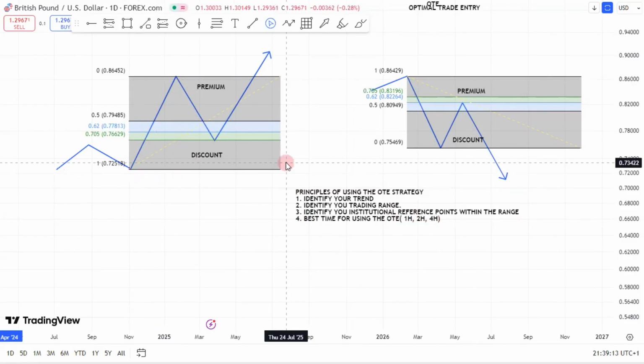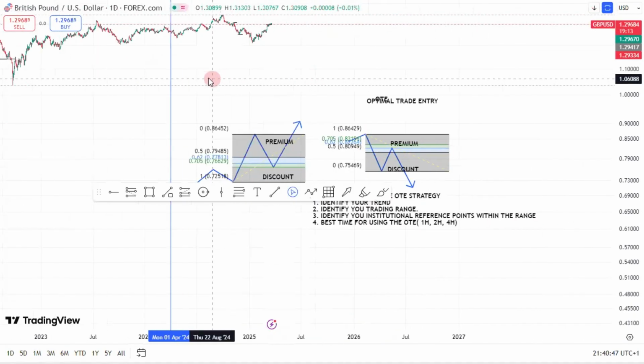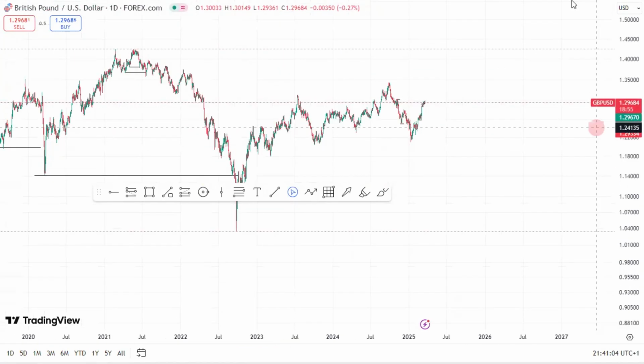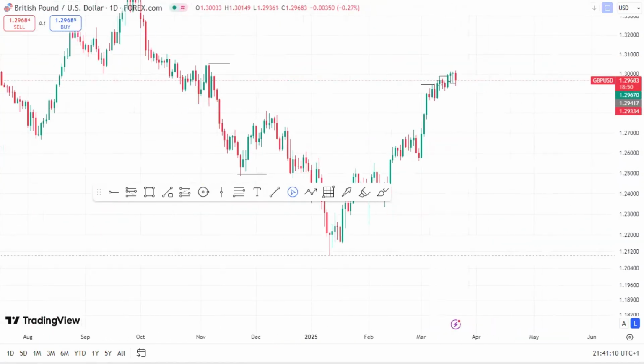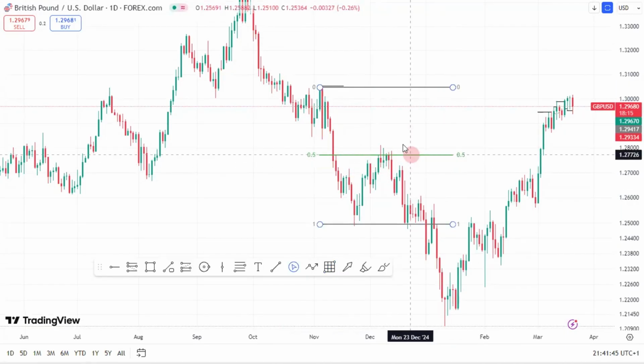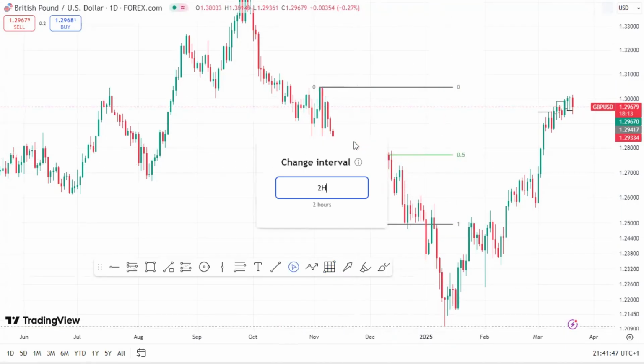Okay. But first of all, you have to identify your daily range. You have to identify where you are overall on a daily basis. Let me go on the daily time frame and then let's analyze the charts. Okay, so this is our daily time frame. This is GBP USD. This is a very, very nice looking trading range. Let's analyze this. Let me go to 2H time frame.